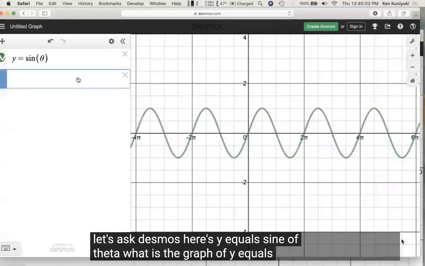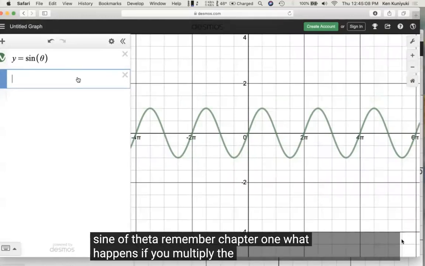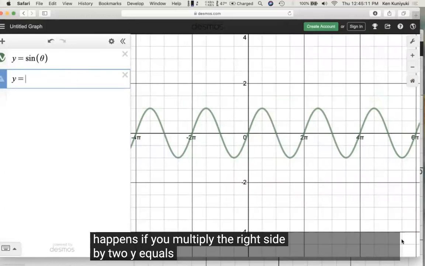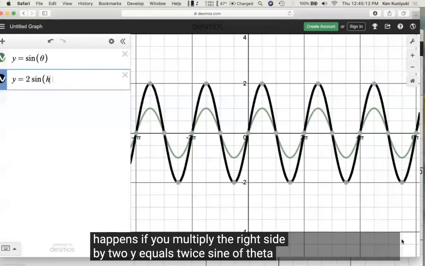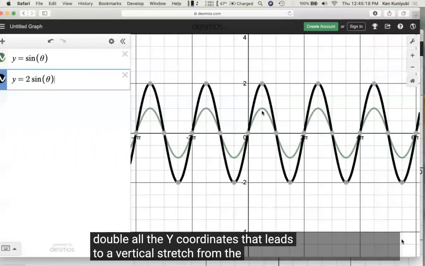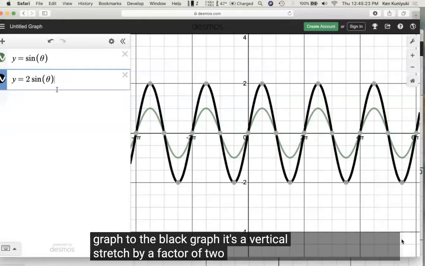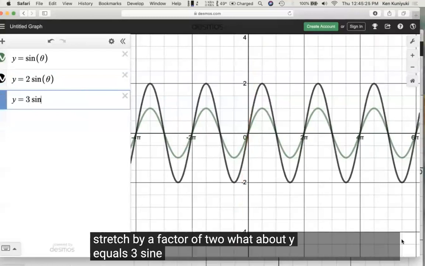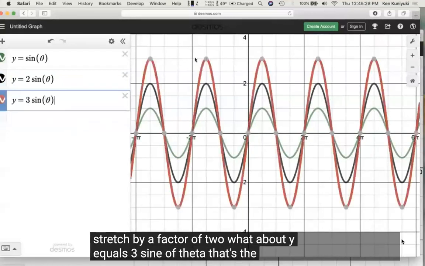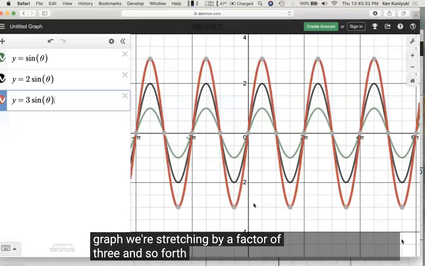What is the graph of y equals 2 sine of theta? Remember chapter 1. What happens if you multiply the right side by 2? Y equals twice sine of theta. You double all the y coordinates. That leads to a vertical stretch. From the green graph to the black graph, it's a vertical stretch by a factor of 2. What about y equals 3 sine of theta? That's the red graph. We're stretching by a factor of 3, and so forth.